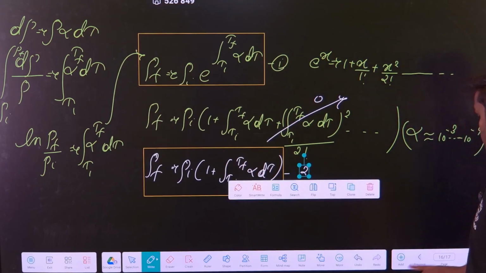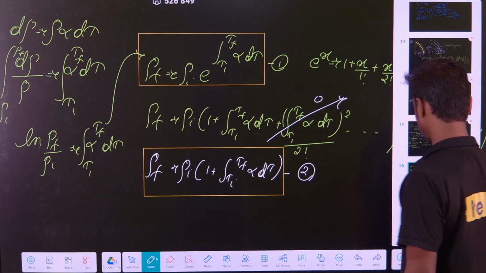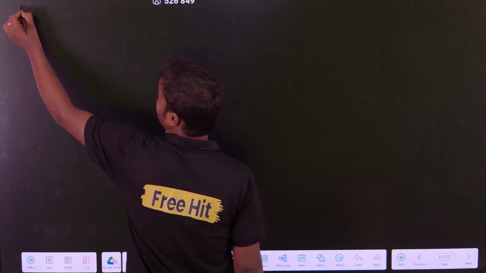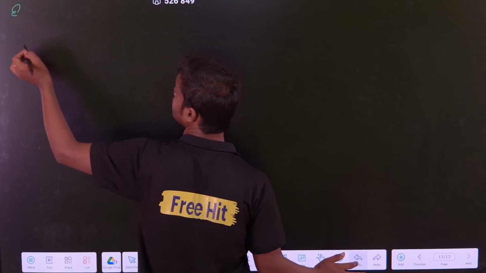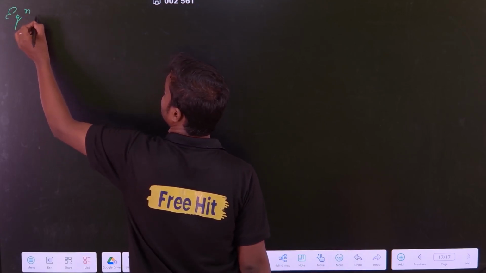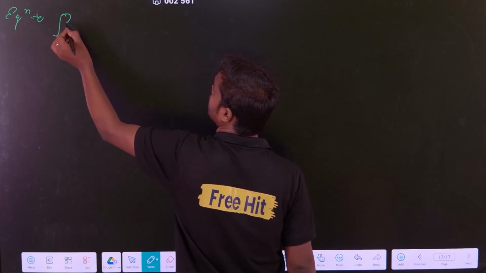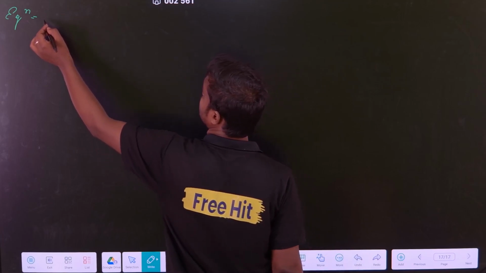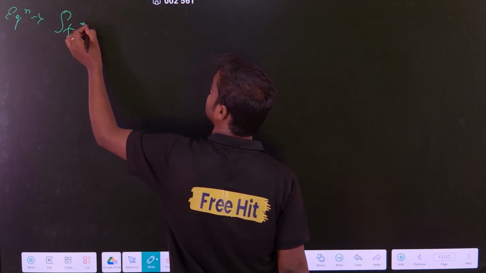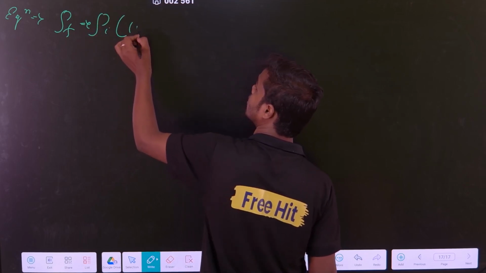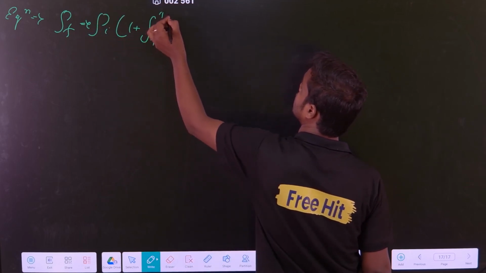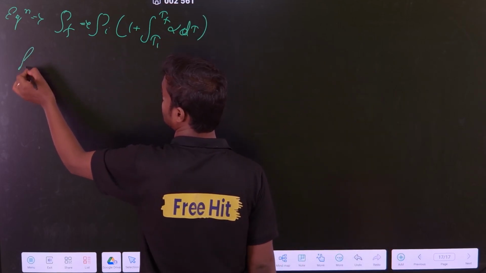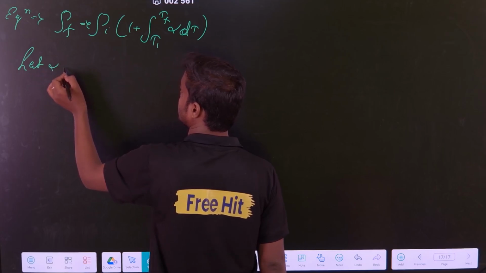Okay. Now let us go to another page. So what we have got? We have got an equation. What is the equation we have got? That is rho final. Rho final means resistivity at some final temperature, or resistivity at temperature T, is equal to rho initial into 1 plus the integral from Ti to Tf of alpha into dt. Now suppose, now let alpha be constant.